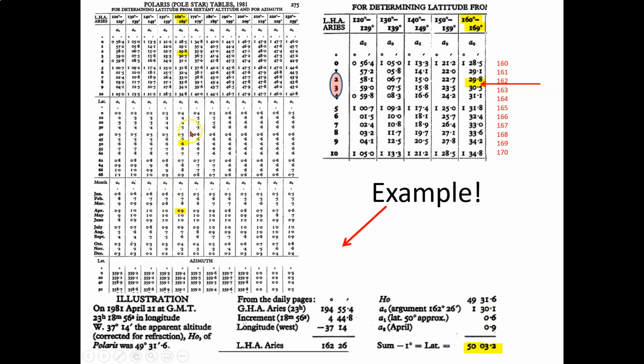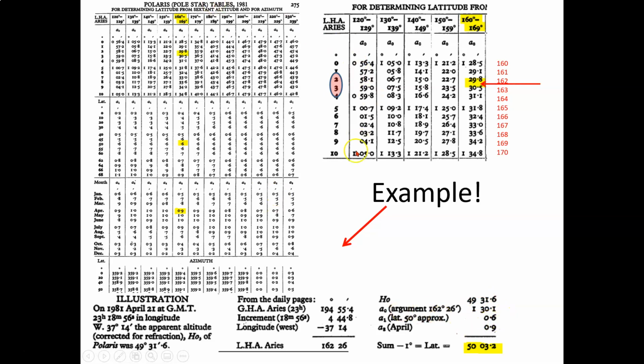Now, this is minutes. There's no degrees in these two. A0 is the only one that could possibly have degrees. A1 and A2 are minutes only. So you can see this is minutes, this is degrees. Don't get that stuff screwed up.